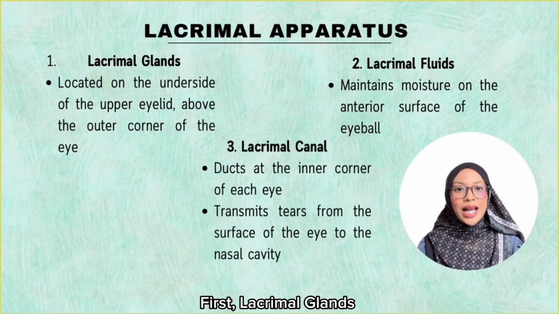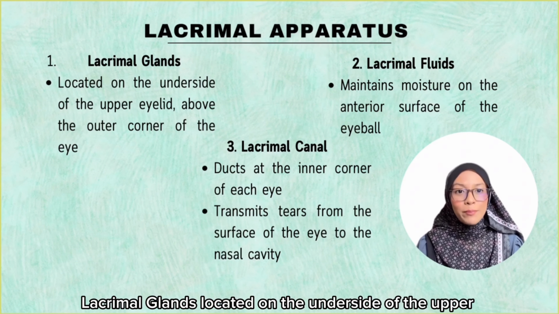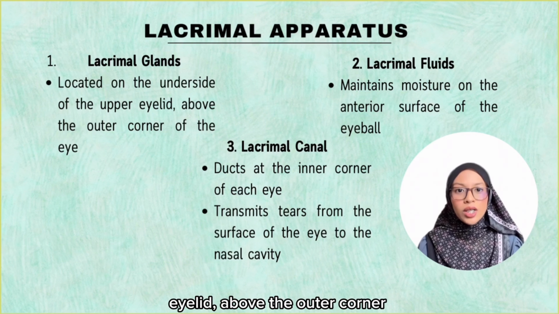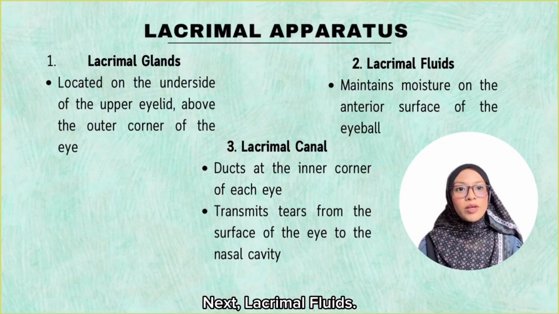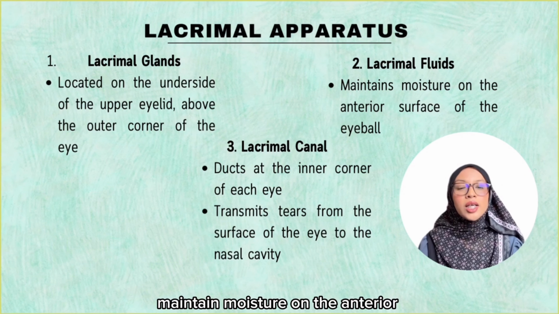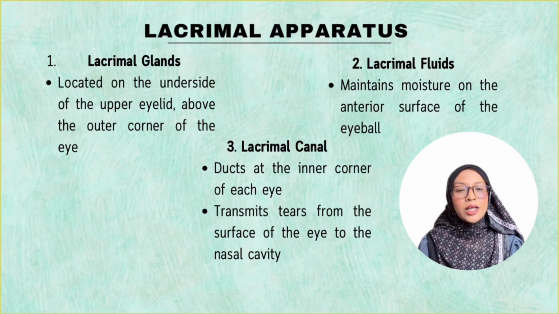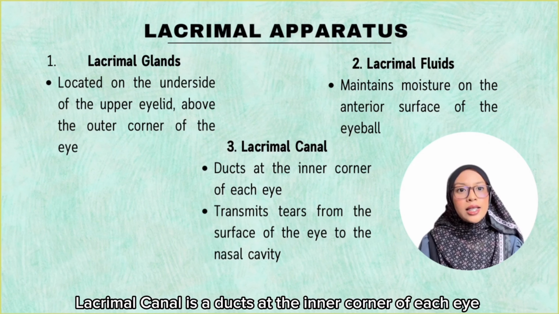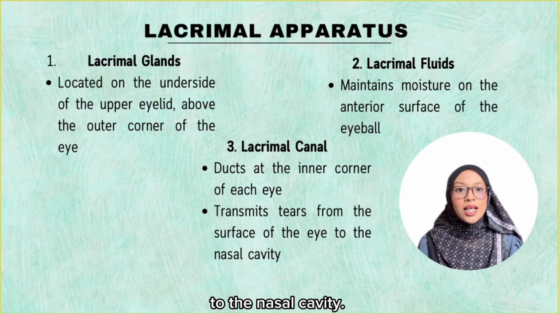First, lacrimal glands. The lacrimal glands are located on the underside of the upper eyelid above the outer corner of the eye. They make the salty water that becomes our tears. Next, lacrimal fluids. Lacrimal fluids maintain moisture on the anterior surface of the eyeball. Third is the lacrimal canal. The lacrimal canal is a duct at the inner corner of each eye that transmits tears from the surface of the eyes to the nasal cavity.